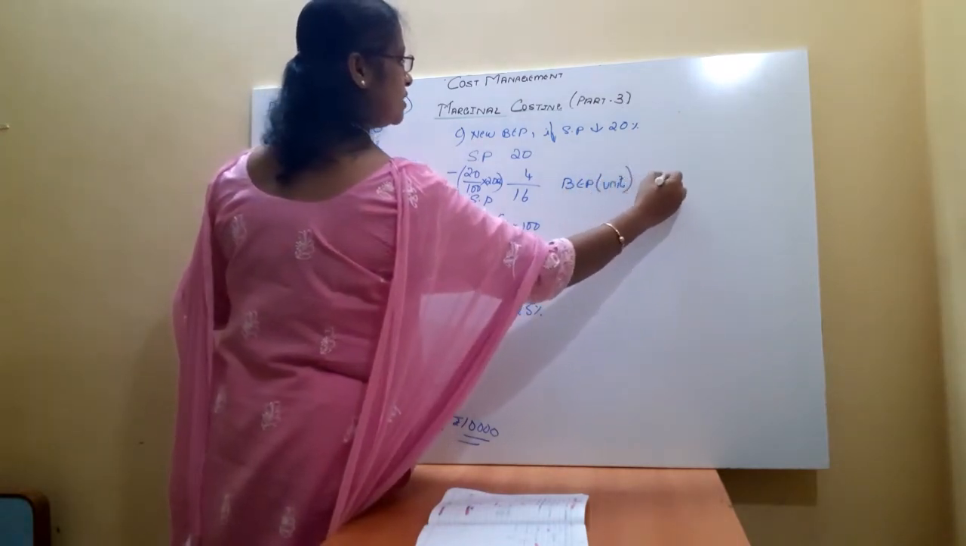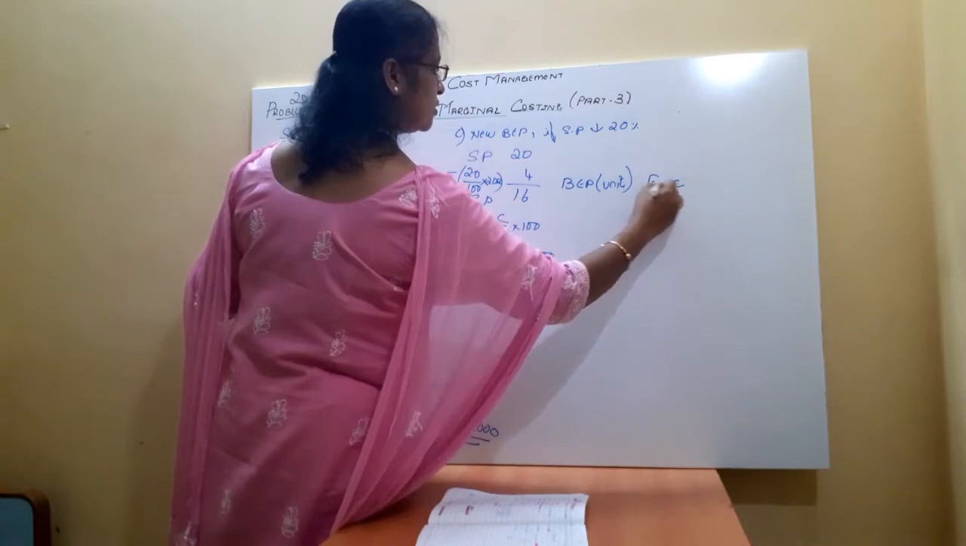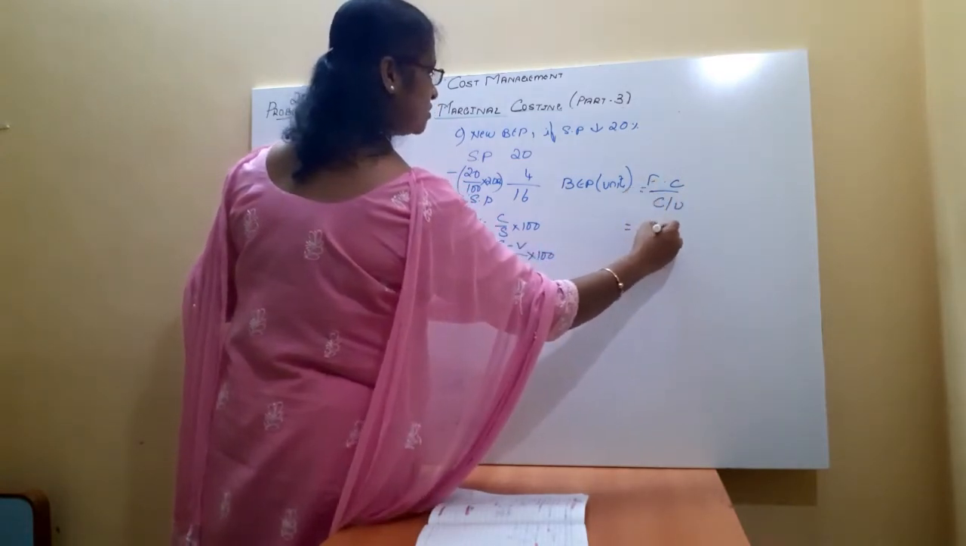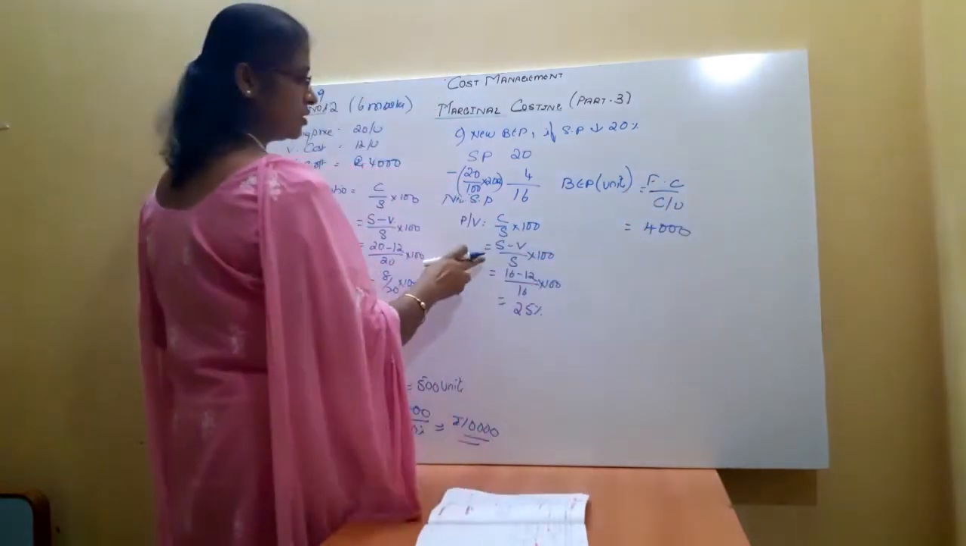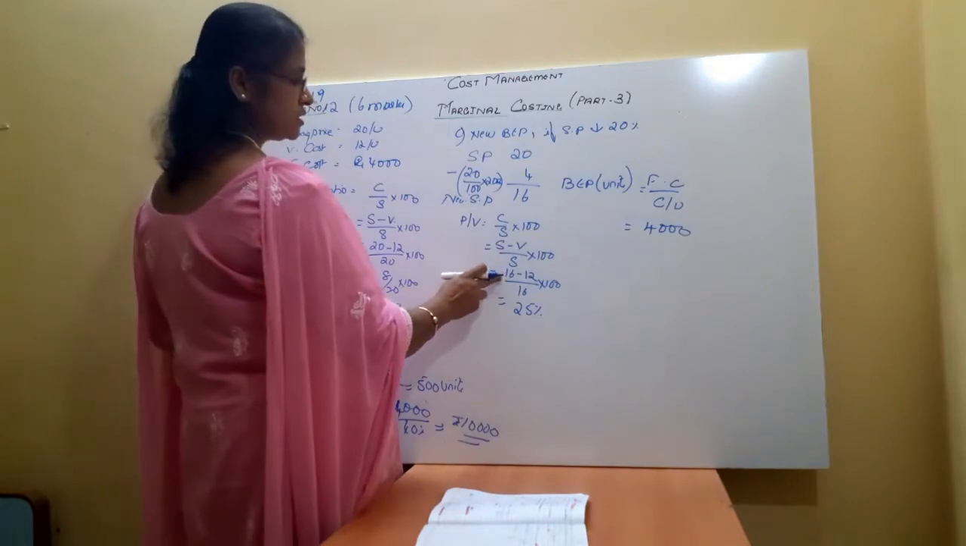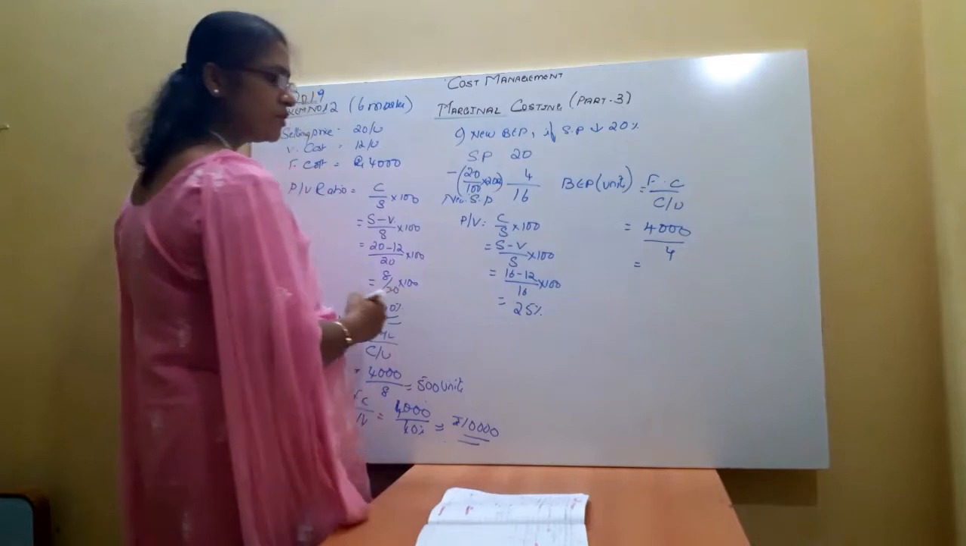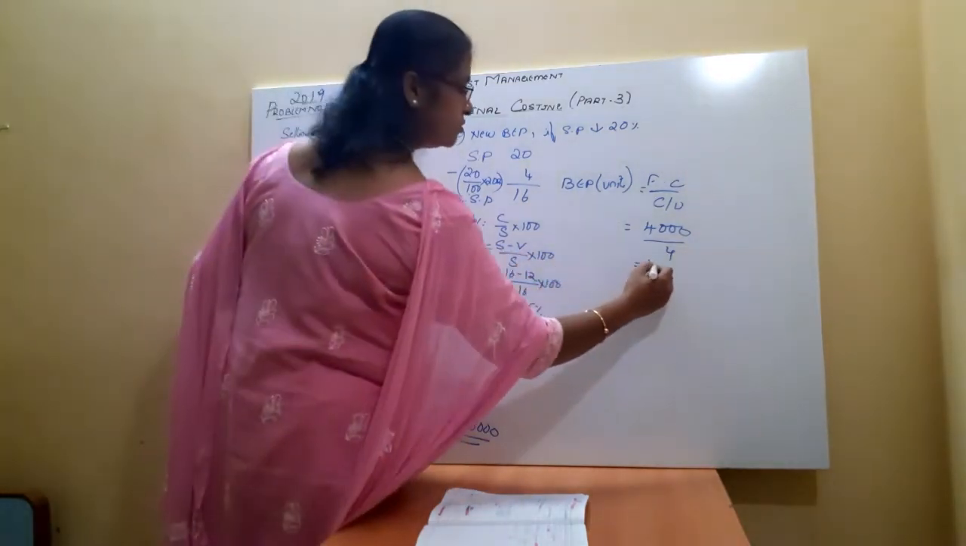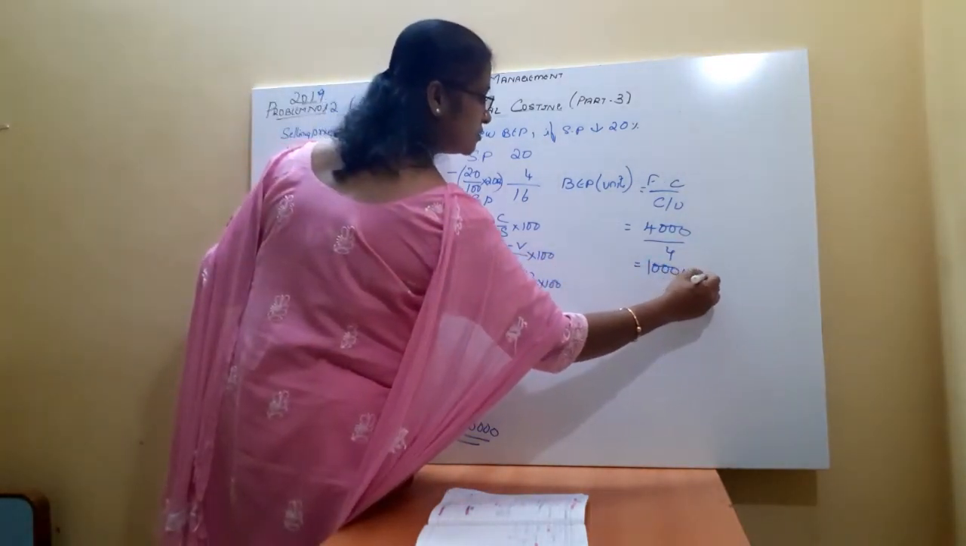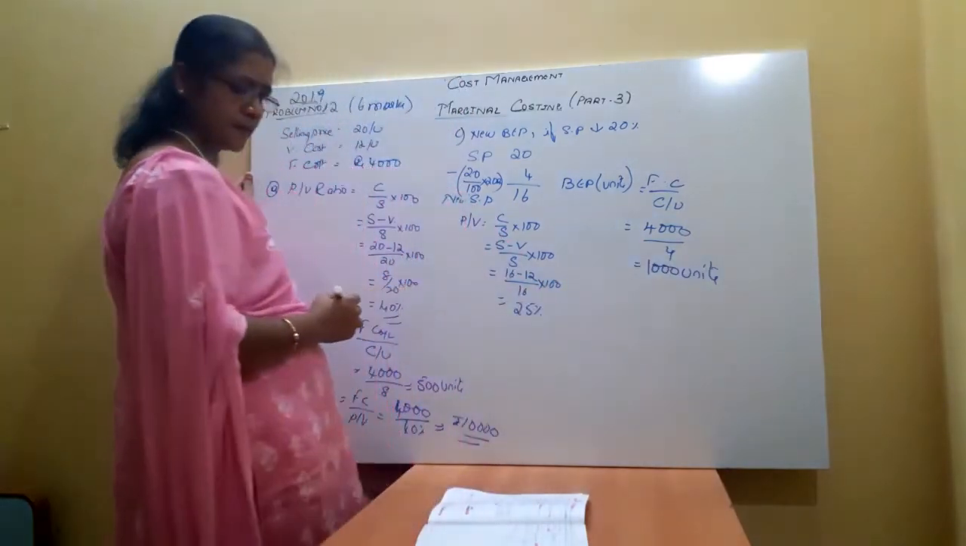So what is BEP in units? Fixed cost divided by contribution per unit. Fixed cost is 4,000. Contribution per unit is 16 minus 12, which is 4. So the number of units under the new selling price is 1,000 units.